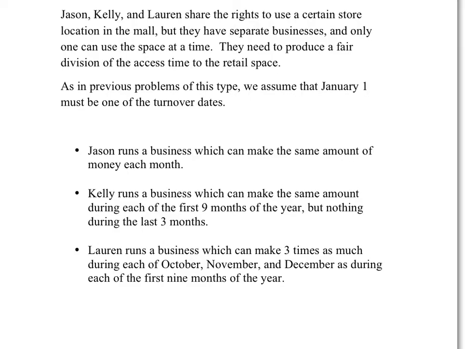So Jason runs a business which can make the same amount of money each month. Kelly runs a business which can make the same amount during each of the first 9 months, January through September, but nothing during the last 3 months. And finally, Lauren runs a business which can make 3 times as much during each of the last 3 months as during each of the first 9 months of the year.